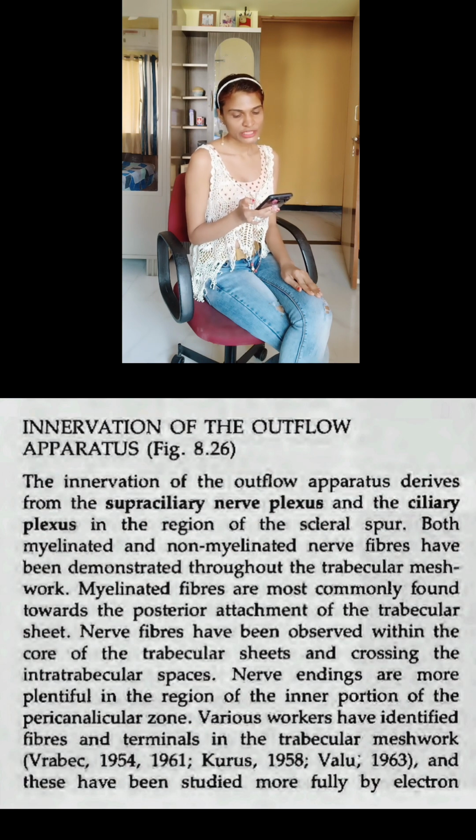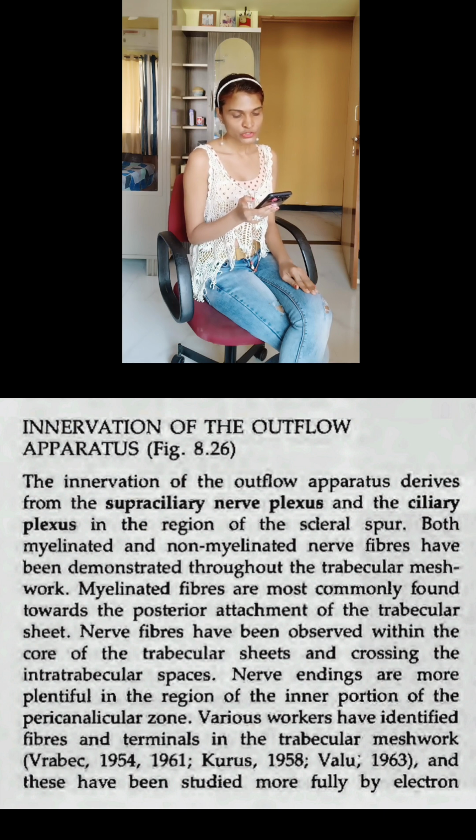Innervation of the outflow apparatus. The innervation of the outflow apparatus derives from the supraciliary nerve plexus and the ciliary plexus in the region of the scleral spur. Both myelinated and non-myelinated nerve fibers have been demonstrated throughout the trabecular meshwork.